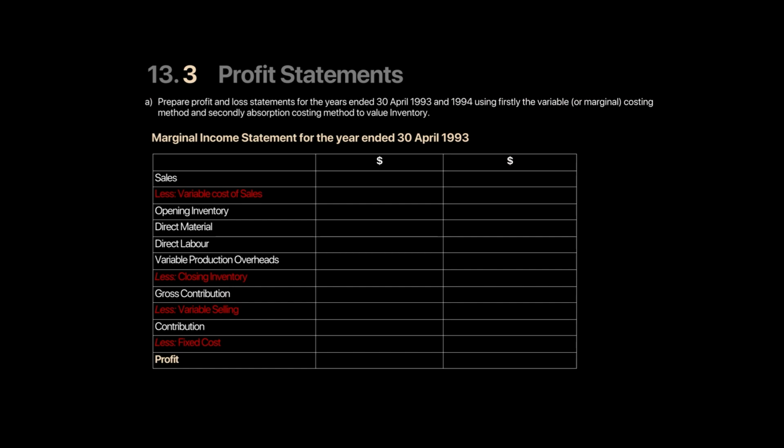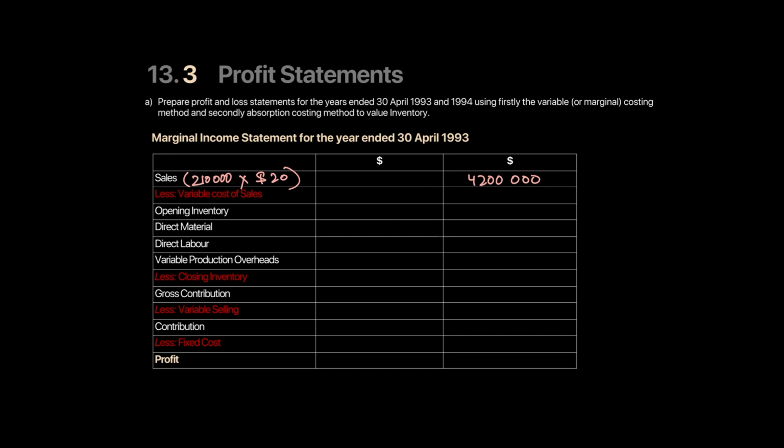Alright, so they're asking us to first draw the marginal income statement. I'll do it for 93 and also absorption. You can do 94 yourself. Let's start filling in the numbers. Sales: the number of units sold is 210,000 and the selling price per unit was $20. That becomes 4,200,000, or 4.2 million, which is your sales.